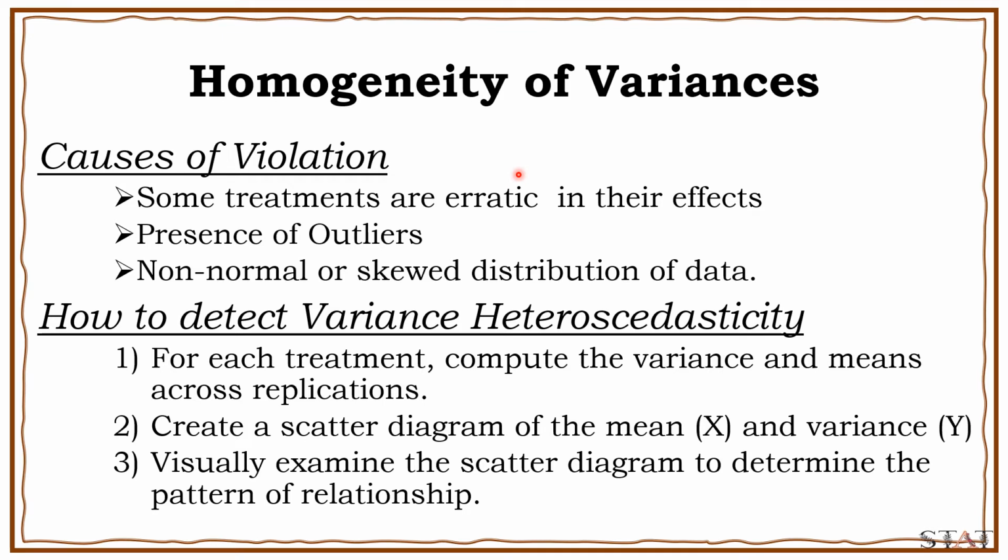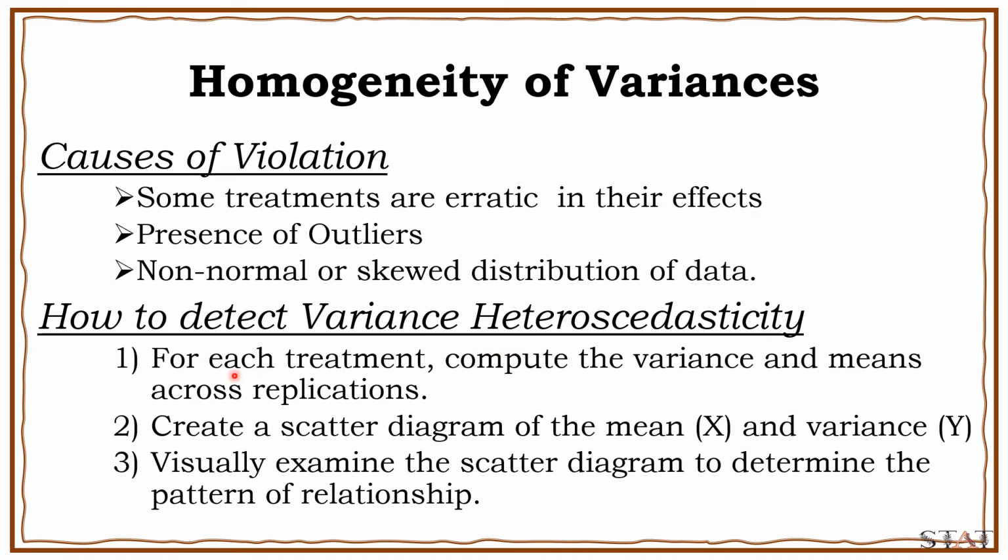So, what is this homogeneity of variances? What are the causes of violation, since it is an assumption before we could use the ANOVA? Some treatments are erratic in their effects, or there is a presence of outliers. The variance is not similar; there are noticeable extreme values, so outliers, and then non-normal or skewed distribution of data. And then how to detect variance heteroscedasticity?